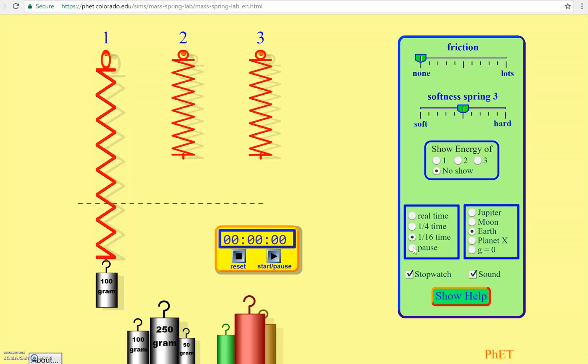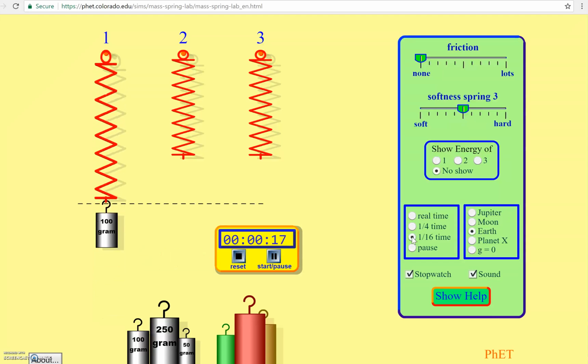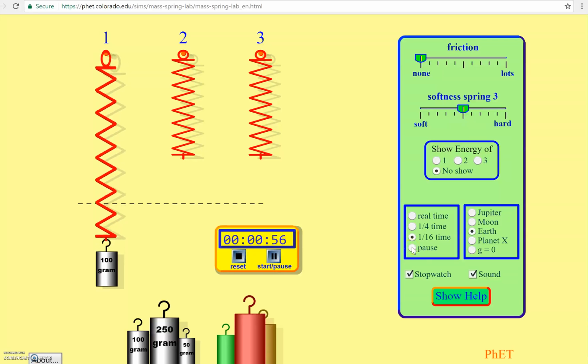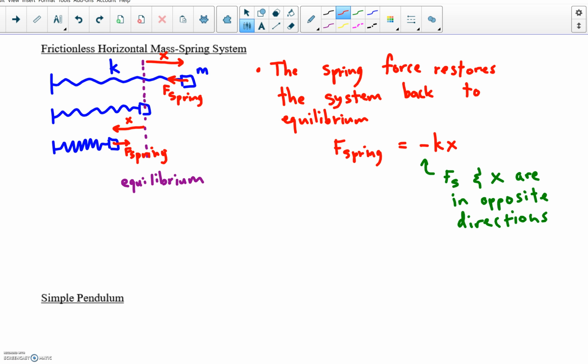Here we go. Alright, and I'm going to go ahead and hit start on my stopwatch. And here we go. I'm going to measure how long it takes to go all the way back up and then all the way down. And stop. So 0.67 seconds. That's the time to make one oscillation. We call that, wait, we already know that term, that's the period.